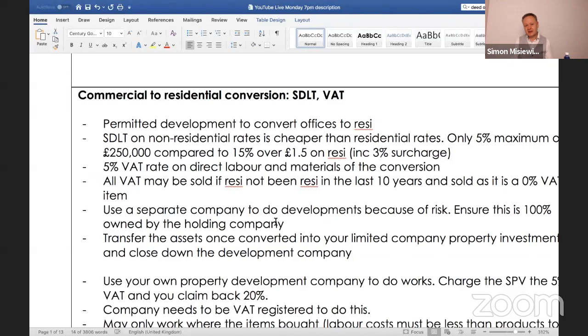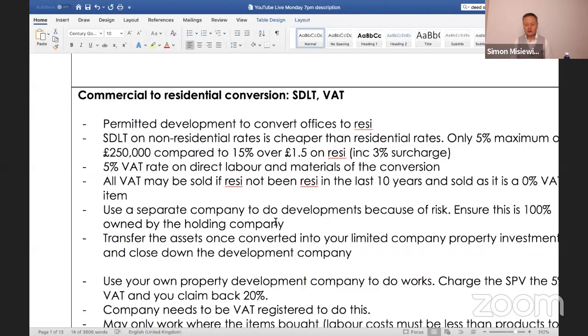And the first thing I would say is that there is permitted development to convert offices into residential dwellings, because the government does not want these empty offices scattered around the UK, and there's a shortage of homes as well. So it makes a good argument to convert some of these commercial buildings into residential units. So they've got permitted development. SDLT rates are much less when you're buying a non-residential property than it is to buy residential property. So that's something I would say as well. You don't have this 3% SDLT surcharge either when buying non-residential. Your VAT rate on conversion is also reduced from 20% on materials and labour to 5%.